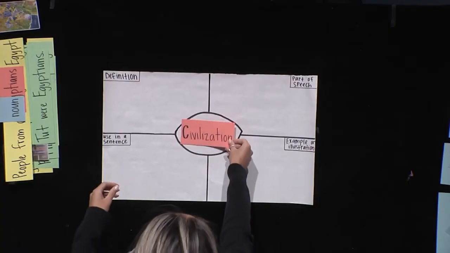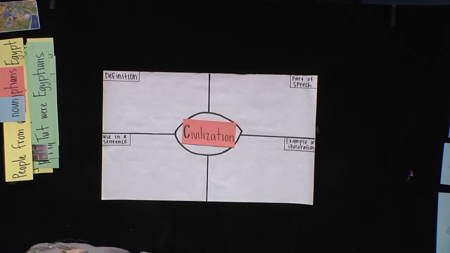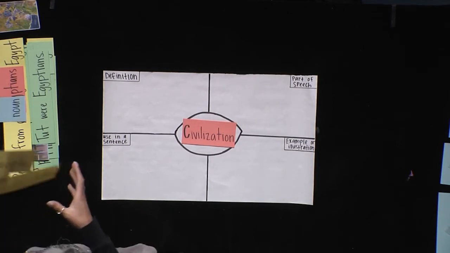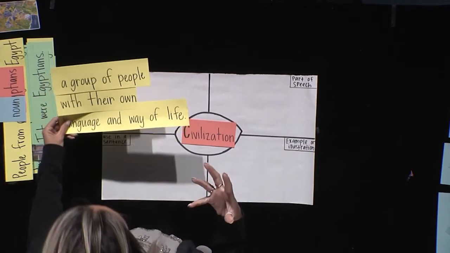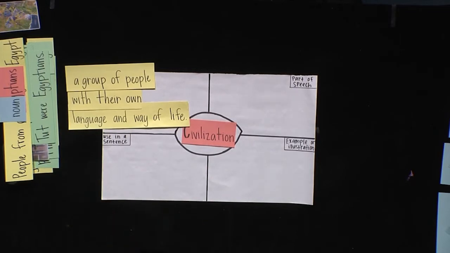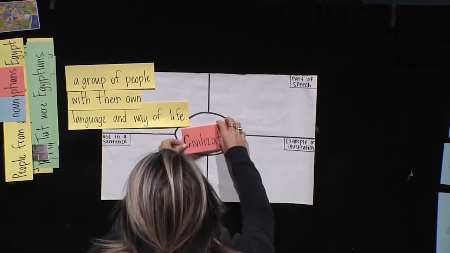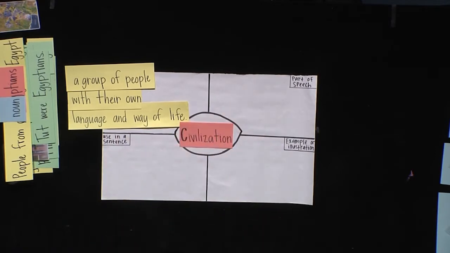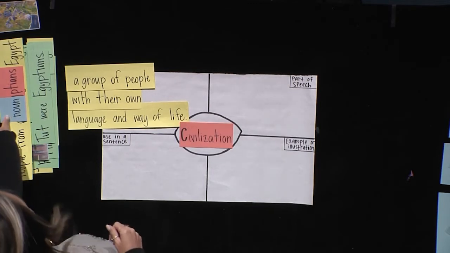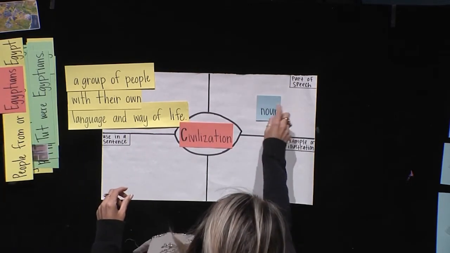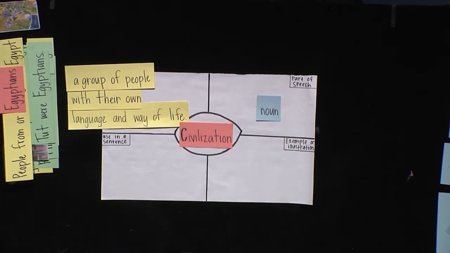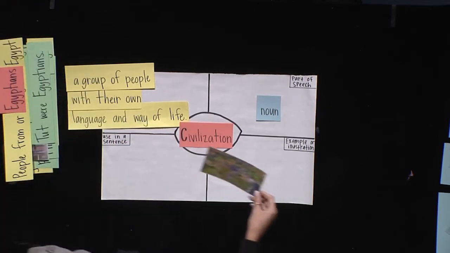Everybody say civilization. All right, a civilization is a group of people with their own language and way of life. So this is going to become important in both of our lessons. We're going to focus on what makes a civilization. That is a noun. That is my part of speech. And I have a nice little picture here.